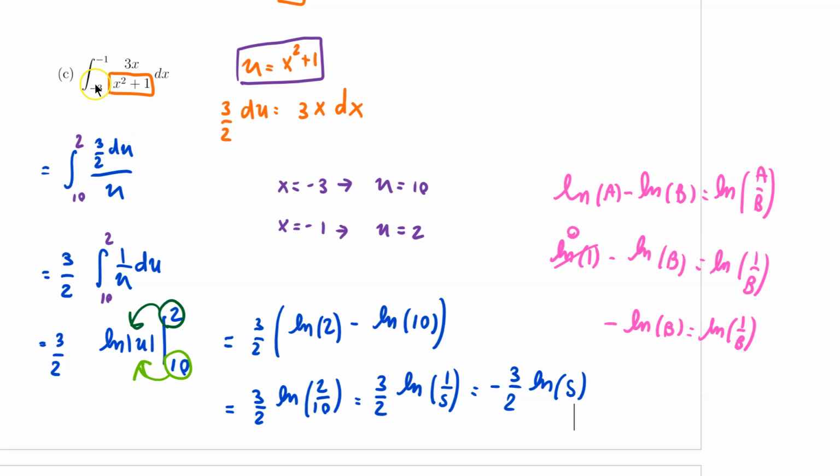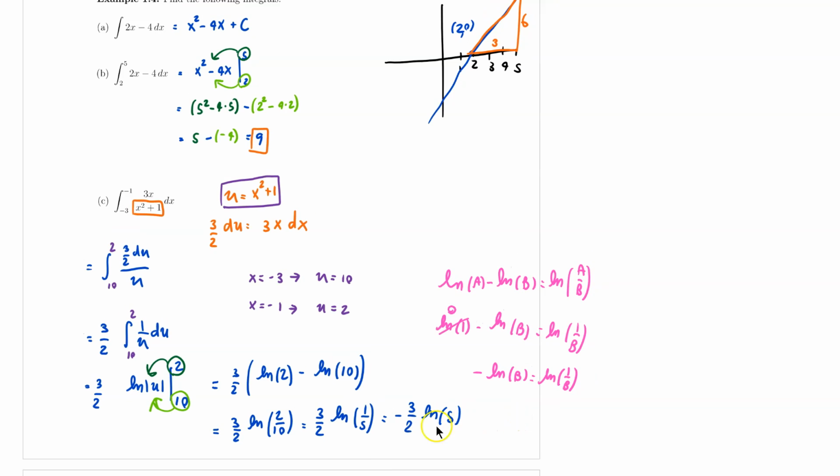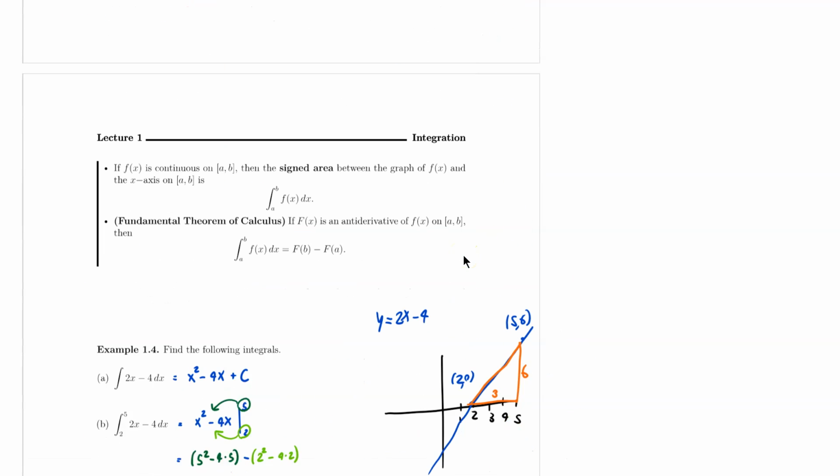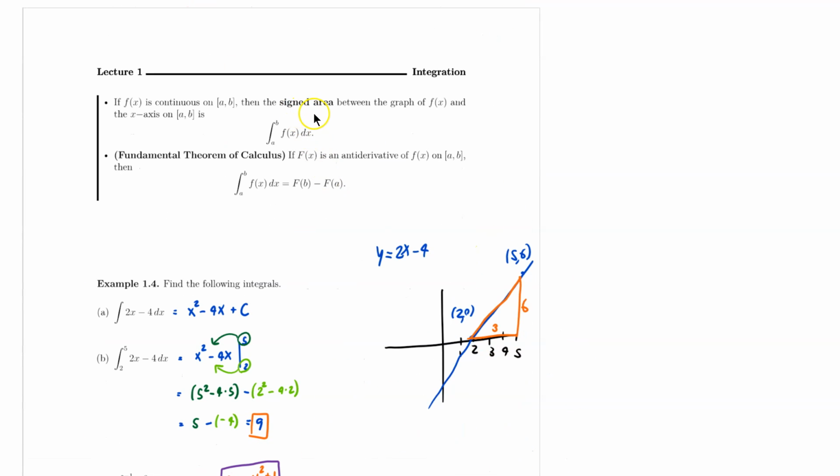Notice how this is actually a negative number. So my integral of this turns out to be negative. This happens because if I look at the graph of my function 3x over x squared plus 1, from -3 to -1, this function is under the x-axis. So when my function is under the x-axis, I'm going to count this area as being negative. That's why I said the integral gives me the signed area earlier. Whenever my function is above the axis, the signed area is going to be positive, like we have here.